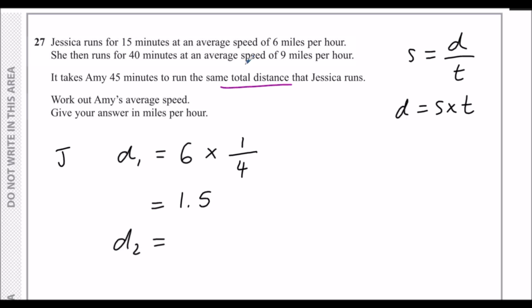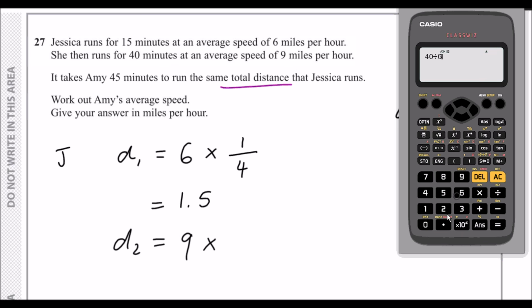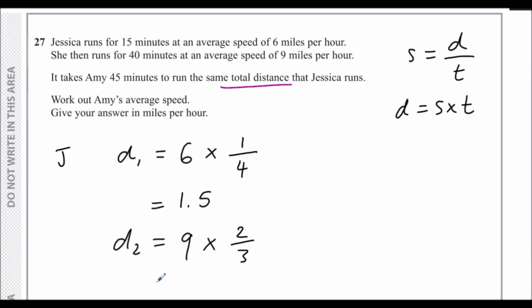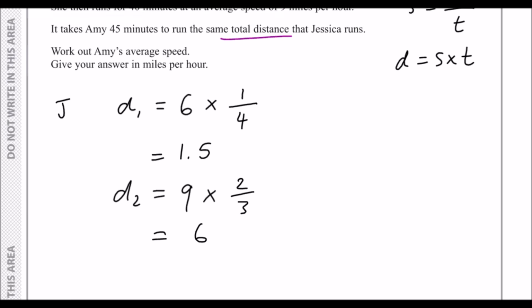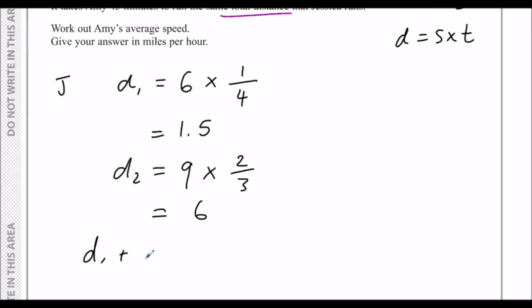The second distance, speed is 9. And the time, again, we've got minutes. So 40 divided by 60 changes it to hours. 40 minutes is 2/3 of an hour. So 2/3 times 9 is 6. So the total distance, 1.5 and 6, is 7.5 miles.